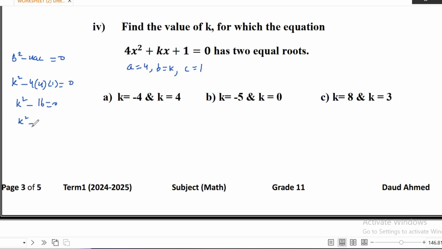So k squared is equal to 16. That means we have plus or minus 4. So the first answer is correct. The value of k minus 4 and the value of k plus 4 gives us two equal roots in this situation.